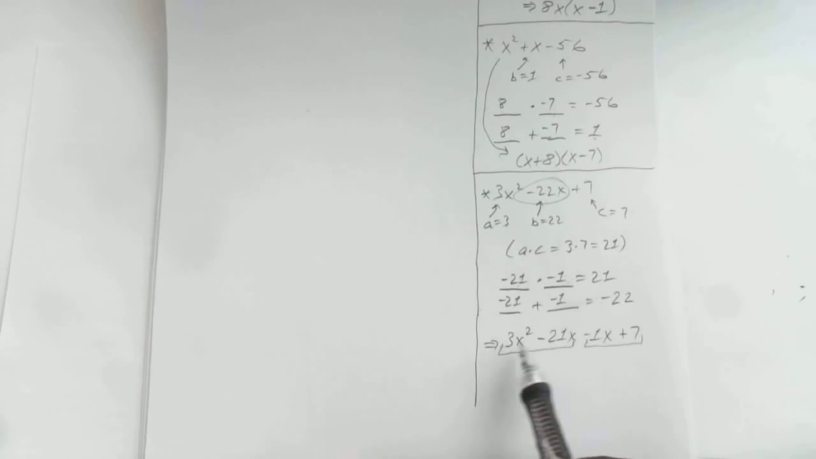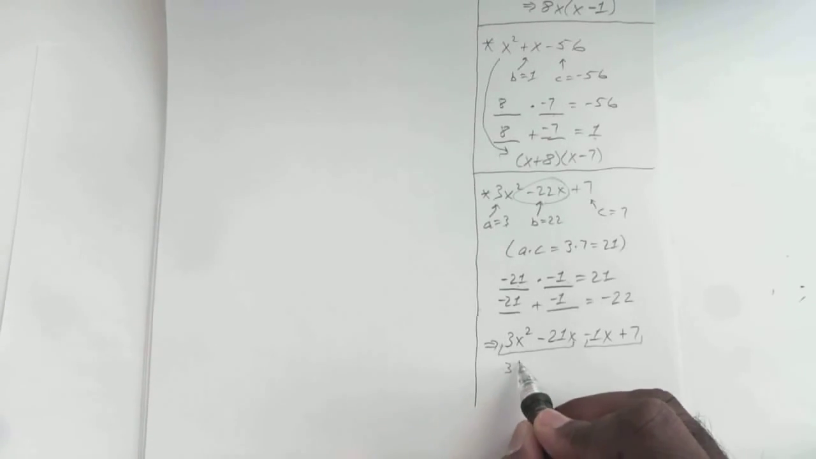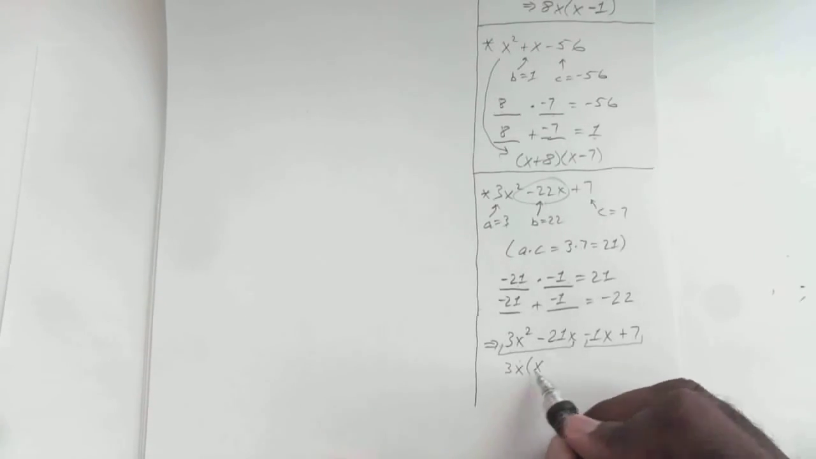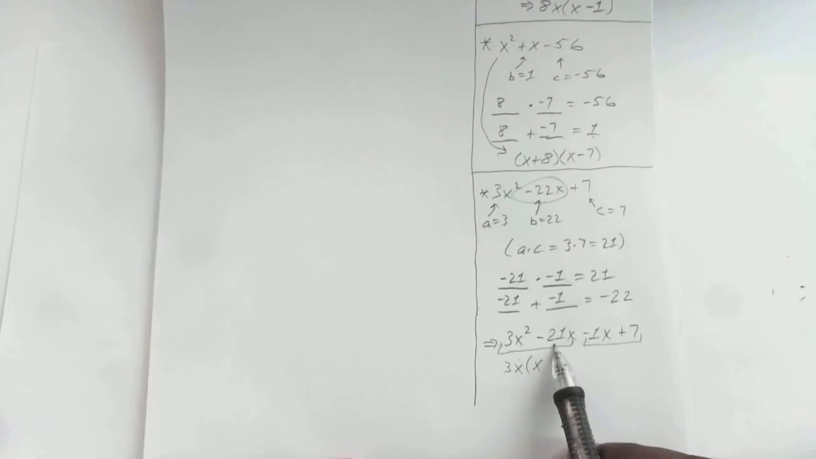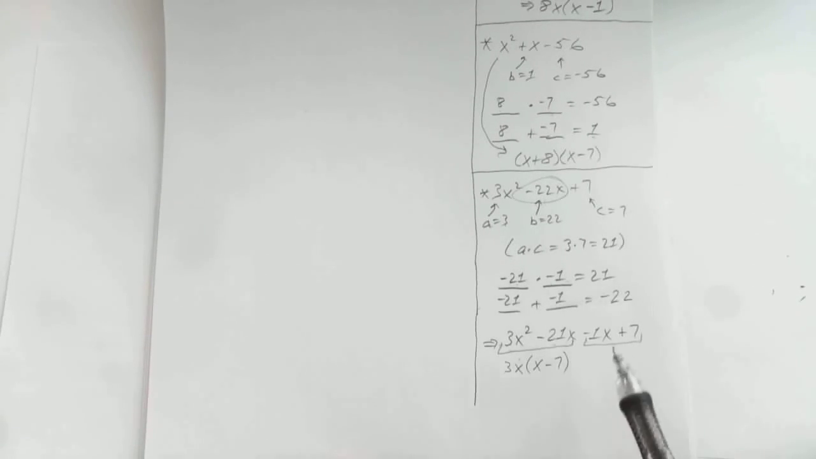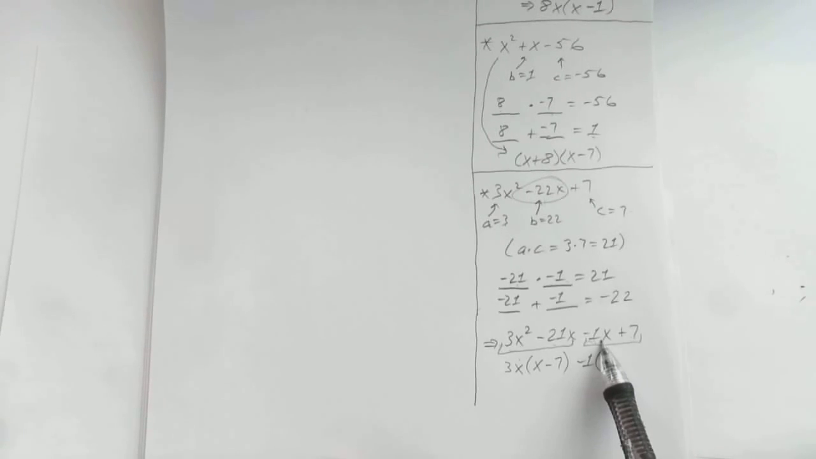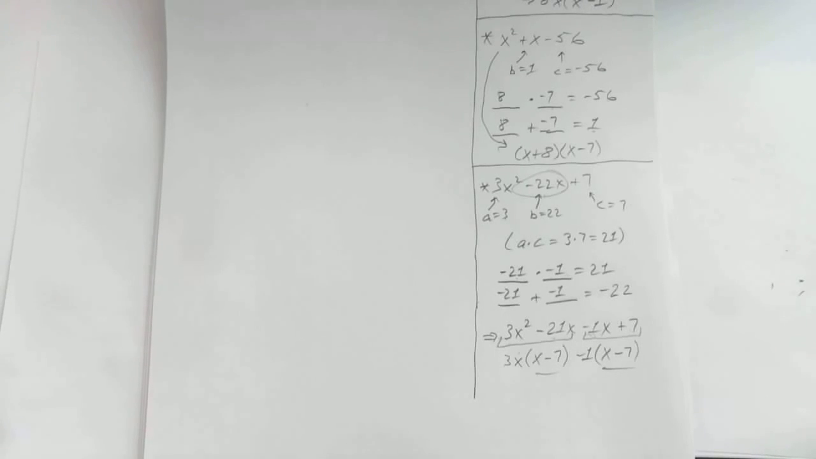Okay. So we can factor 3x out of both of those. 3x times x will give us our 3x squared, and 3x times negative 7 will give us our negative 21x. Okay, so now for this one, we can factor a negative 1 out of both of those. Negative 1 times x will give us our negative 1x, so we put our x in there. And negative 1 times negative 7 would give us our positive 7, so we put our negative 7 in there, which gives us our matching binomials.